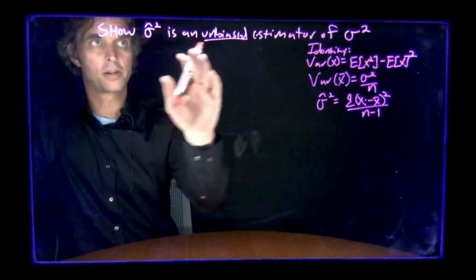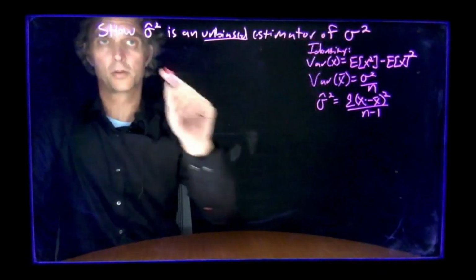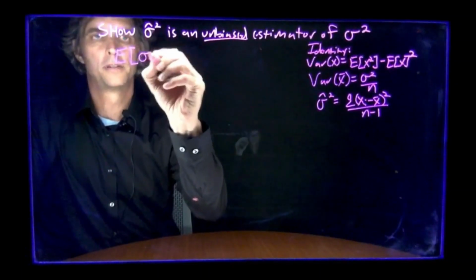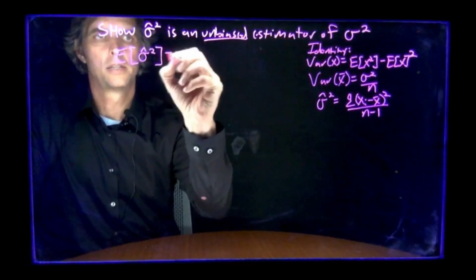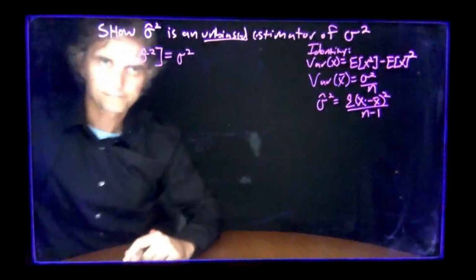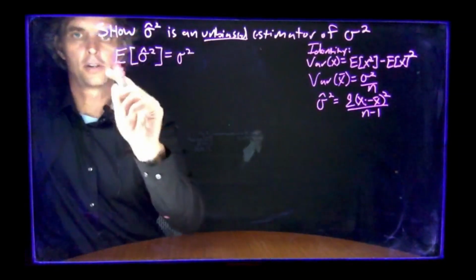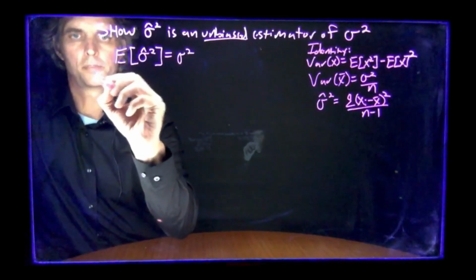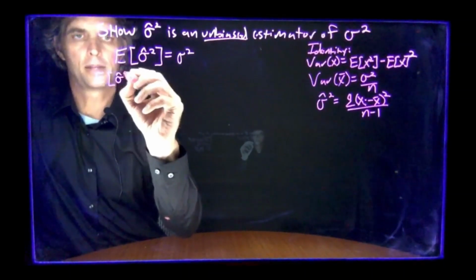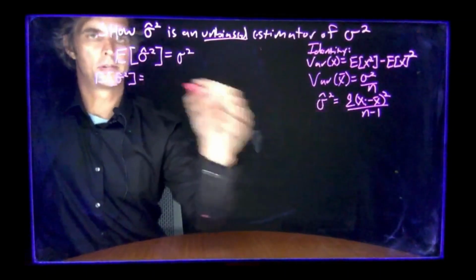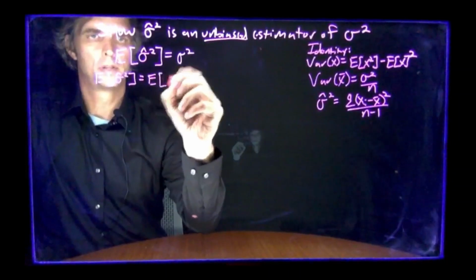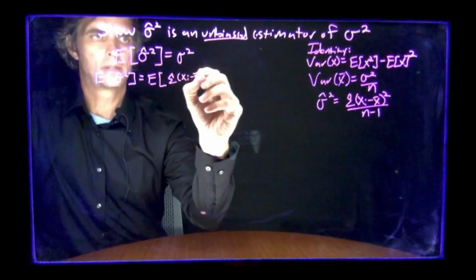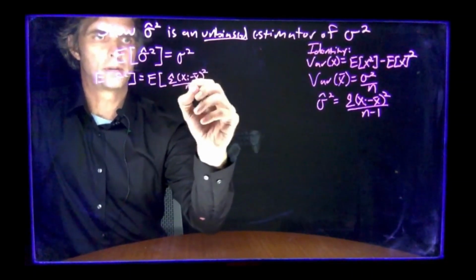So to show that sigma hat squared is an unbiased estimator of sigma squared, we're going to have to show that the expected value of sigma hat squared is equal to sigma squared. Okay, we're going to need lots of room, so let's get started right about here. If we want to show that, we start with the expected value of sigma hat squared, which is equal to the expected value of the sum of xi minus x bar squared divided by n minus 1.